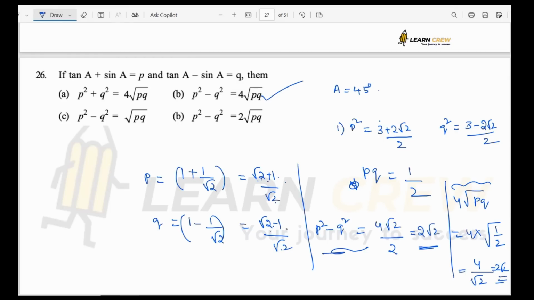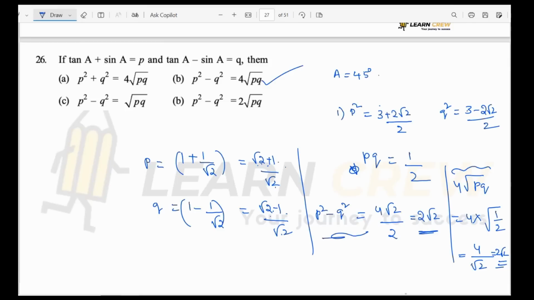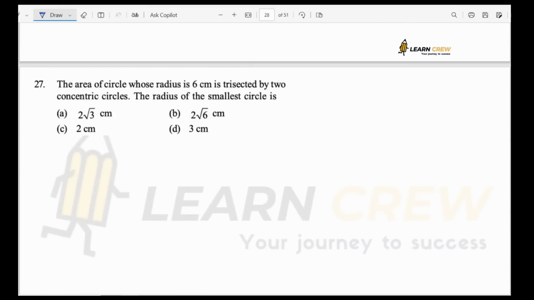Now please answer question number 27. The area of a circle whose radius is 6 centimeter is trisected by 2 concentric circles. So the radius of the smallest circle would be dash.